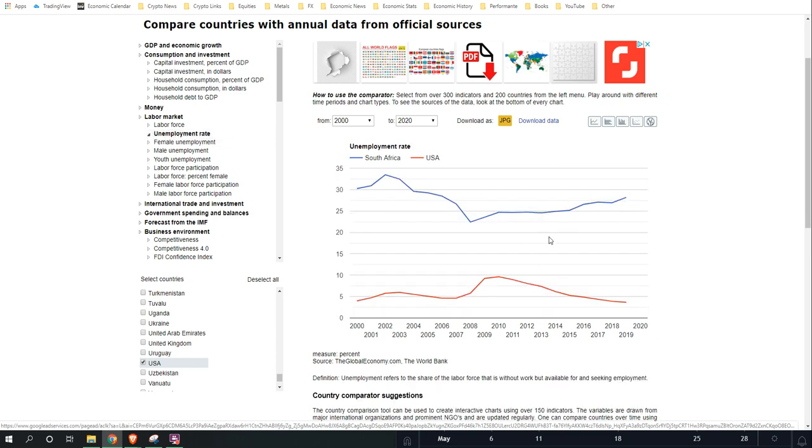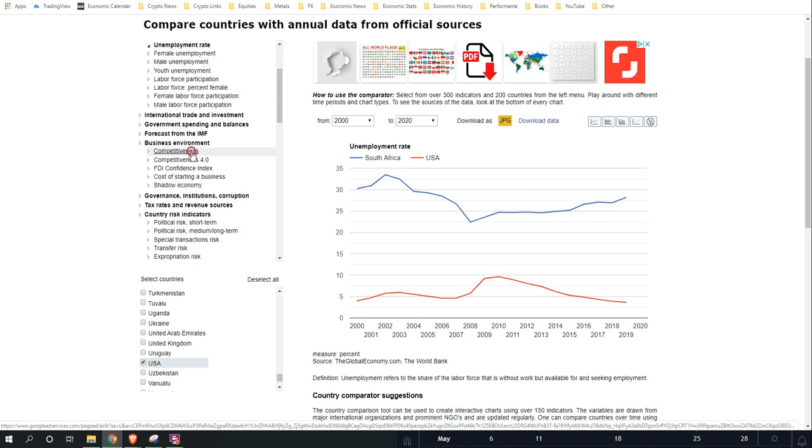Unemployment rate, obviously, huge discrepancy. Obviously, this is only 2019, so we haven't seen COVID, but huge discrepancy in the unemployment rate. Next thing is the competitiveness.